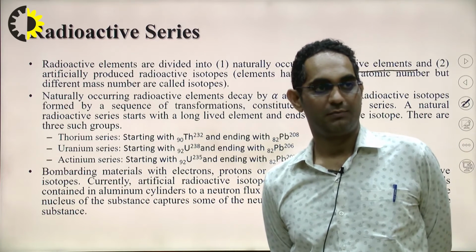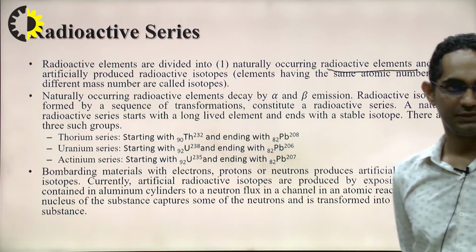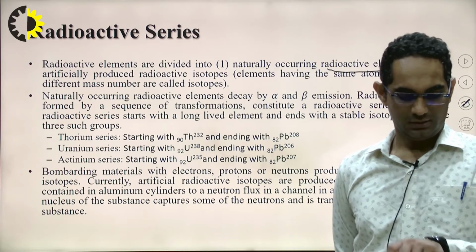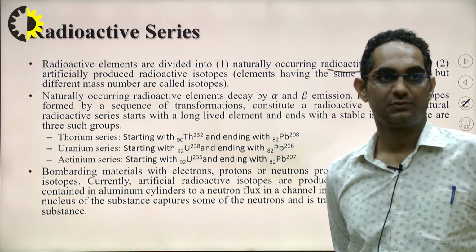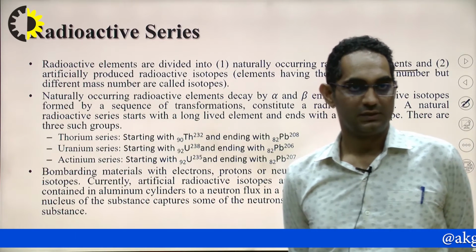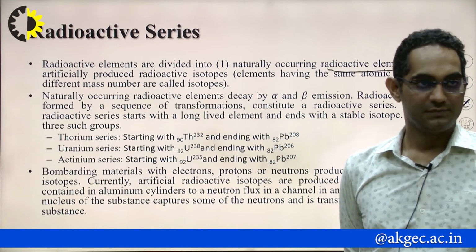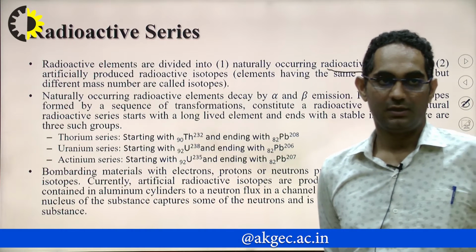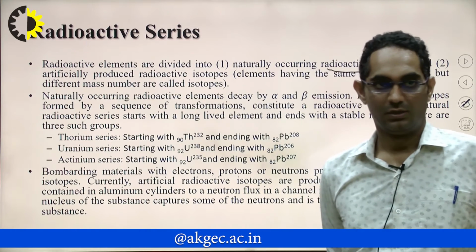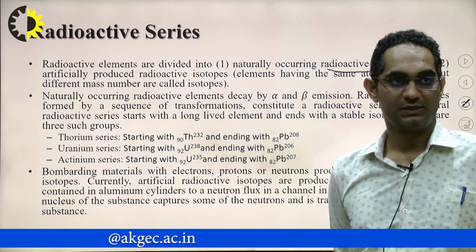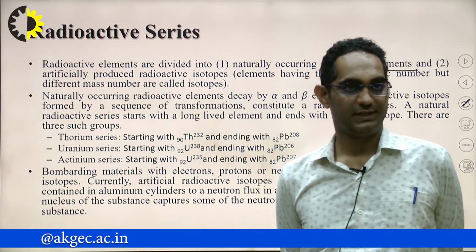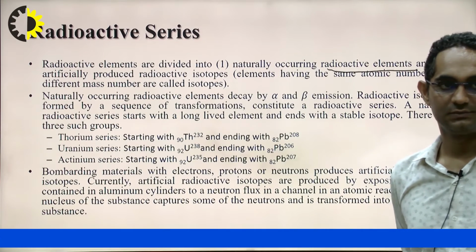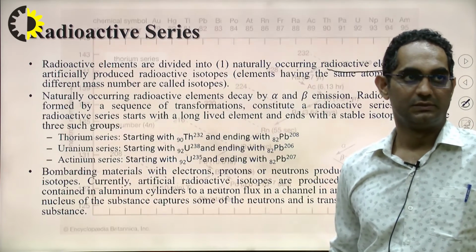Bombarding materials with electrons, protons and neutrons produces artificial radioactive isotopes. Currently, artificial radioactive isotopes are produced by exposing materials contained in aluminum cylinders to a neutron flux in a channel in an atomic reactor core. The nucleus of the substance captures some of the neutrons and is transformed into a radioactive substance.